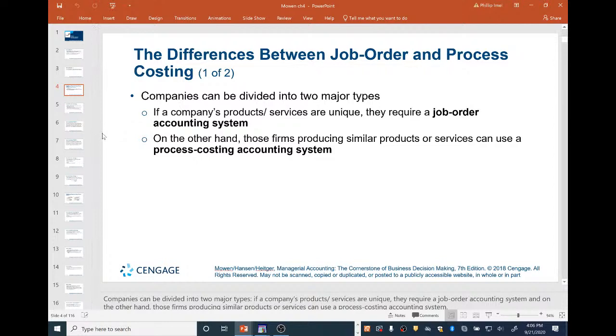Okay, so let's start out with talking about the differences between job order and process costing. Pretty much these companies can be divided into two different types, right? The job order accounting system or the process costing accounting system.